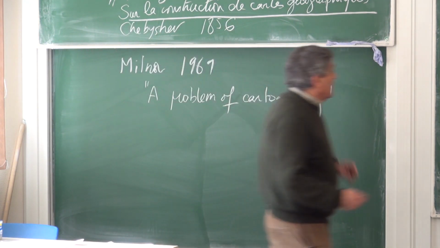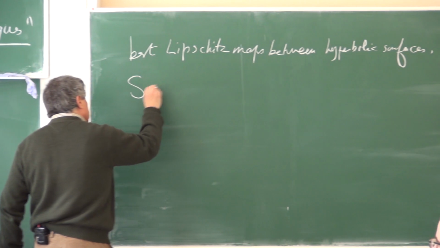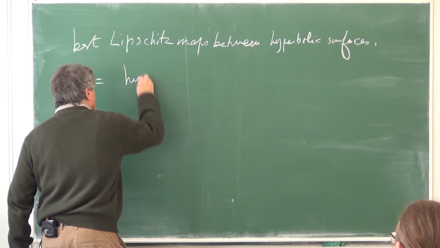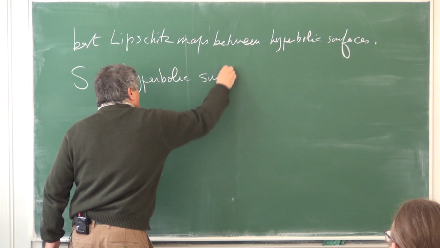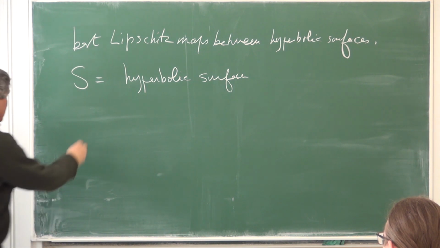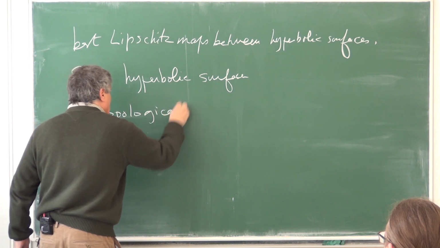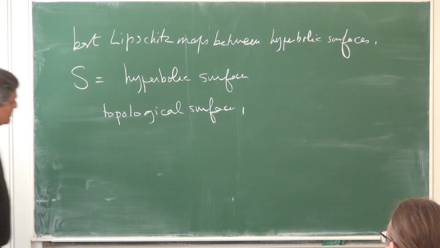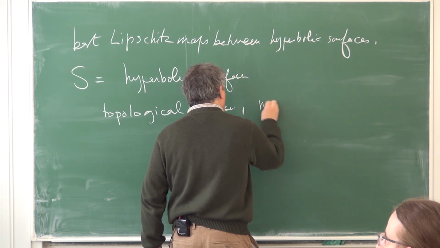So let me just say the setting. So we have S, a hyperbolic surface. More precisely, I have let's say a topological surface, and we want it to have negative Euler characteristic.